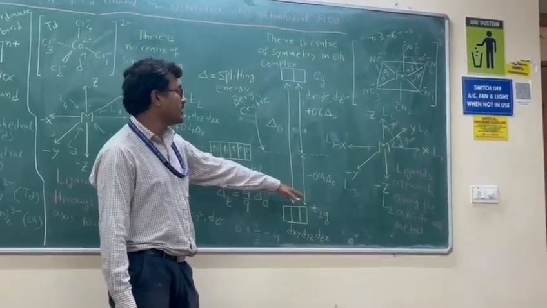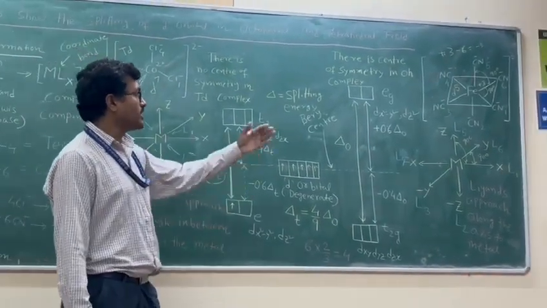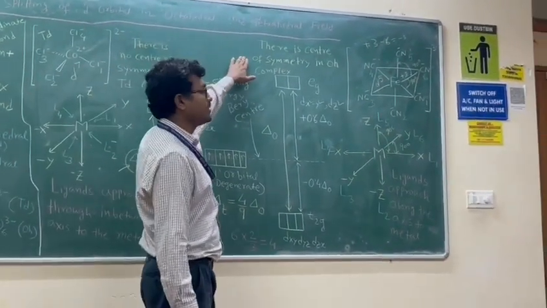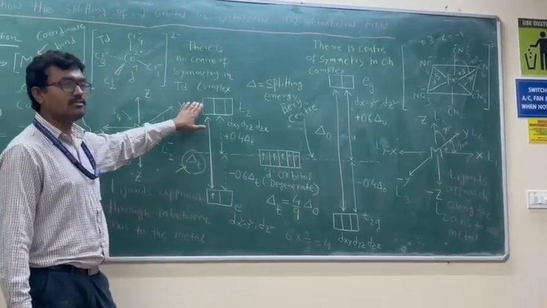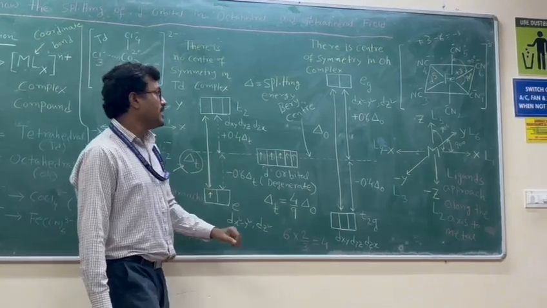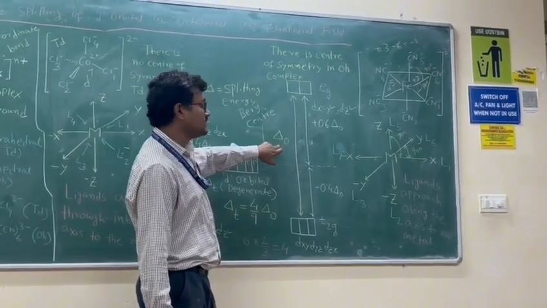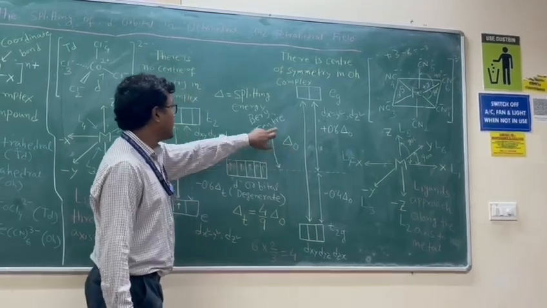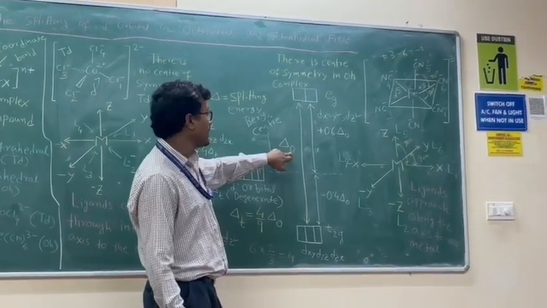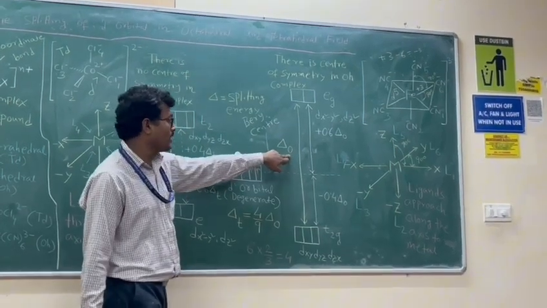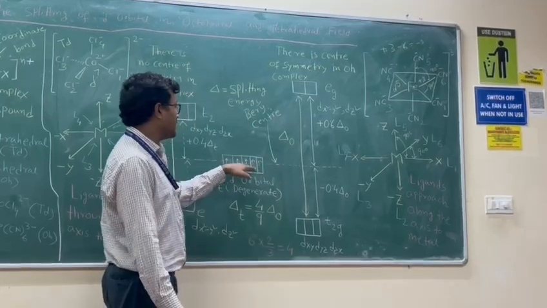This g we write for the octahedral complex only, because the octahedral complex has a center of symmetry. In the tetrahedral case we will write only T2 and E. There will be no center of symmetry, so we will not write g. Now the gap between this Eg and T2g is called delta O. Delta is called the splitting energy. In the octahedral field, to indicate the octahedral field we write O. And the center, this dotted line, is called the barycenter, the initial energy of the d orbitals.